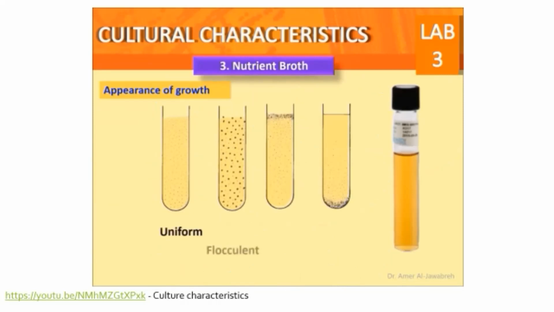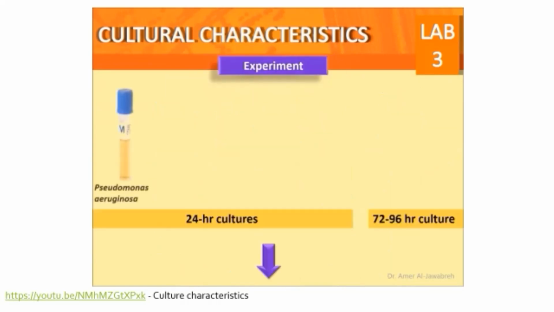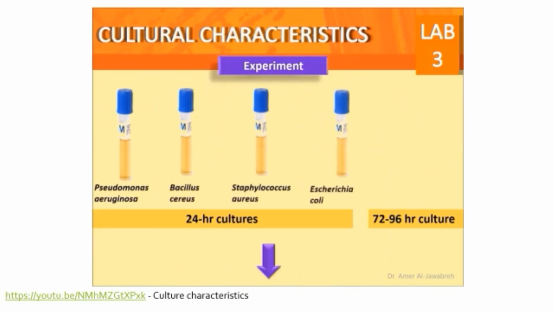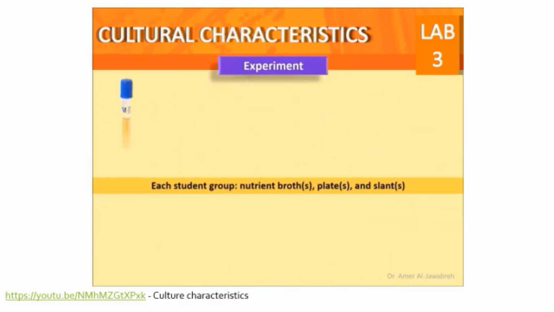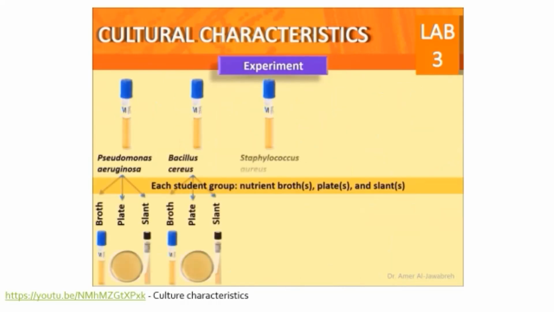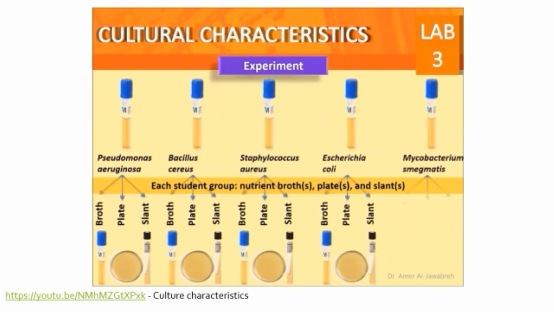Growth in nutrient broth can be uniform, flocculent, delicate, sediment, or pellicles. Prepare broth cultures of Pseudomonas aeruginosa, Bacillus cereus, Staphylococcus aureus, Escherichia coli, and Mycobacterium smegmatis. Provide each group with one nutrient broth, one plate, and one slant for each organism.